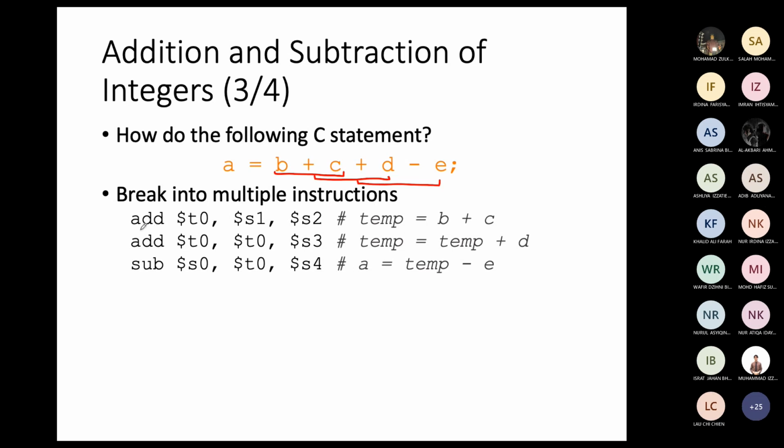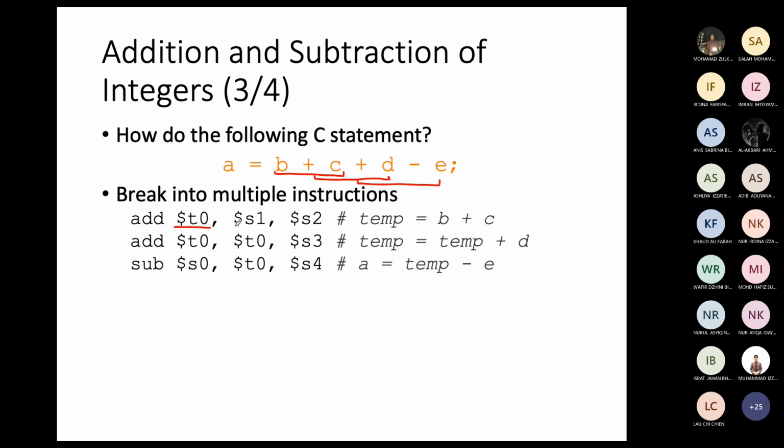So add, and then you add the sources $S1, comma, $S2 as the B plus C. And then where do you want to store it? You can store it in a temporary variable, any temporary register, such as $T0.